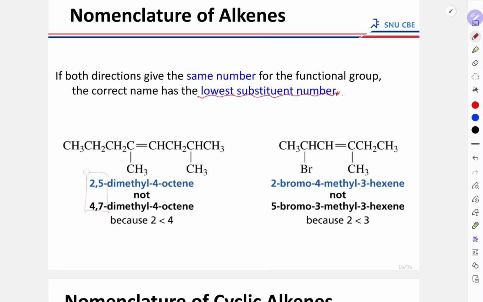In this case, right to left is the correct way, so that you can put number 2 for the starting substituent, and then you can assign 5 for this carbon. You can call this 2,5-dimethyl-4-octene, with 4 indicating the starting carbon of the alkene. You can apply the same rule here, left to right or right to left, in either direction. You can assign 3 for the carbon of the alkene. Then in this case, you should choose left to right, so that the number 2 carbon can accommodate the bromo group.